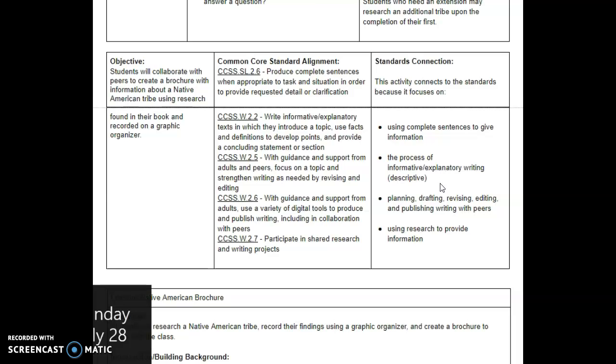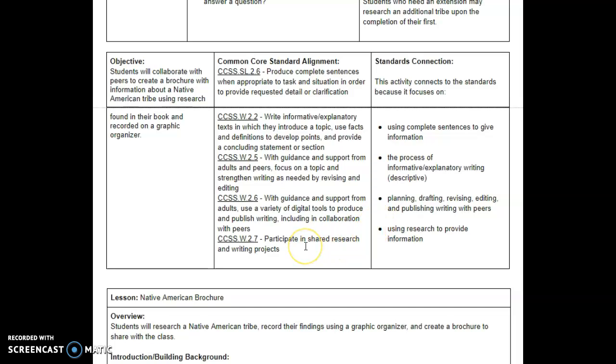The next standard says that with guidance from adults and peers, students will focus on a topic and strengthen writing as needed by revising and editing. The standard below is very similar, but it's talking about publishing the writing with the collaboration of peers. So I went ahead and included these 2 over here with how it connects because they will be planning, drafting, revising, editing, and publishing writing with their peers.